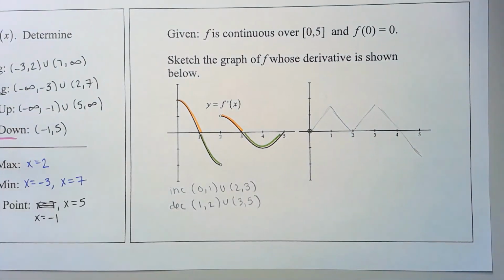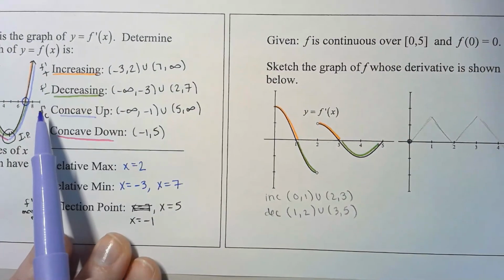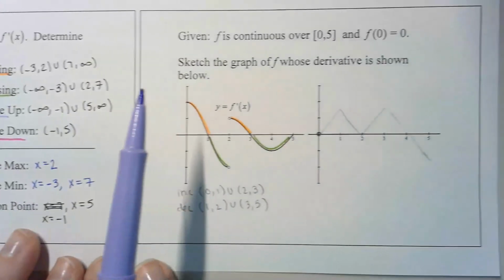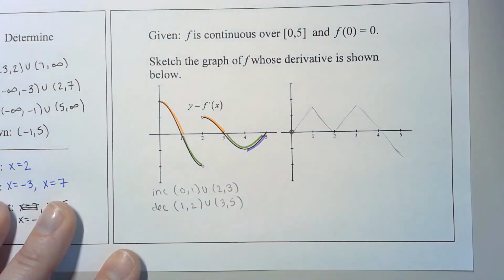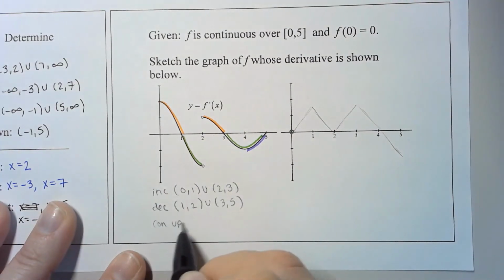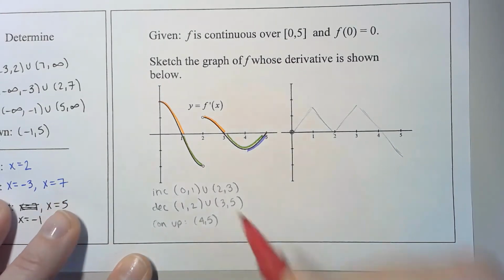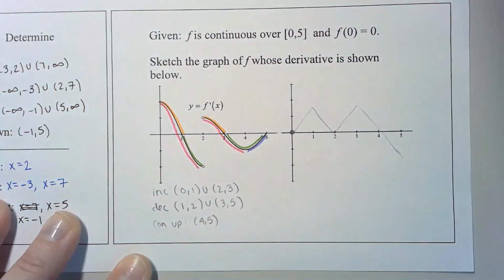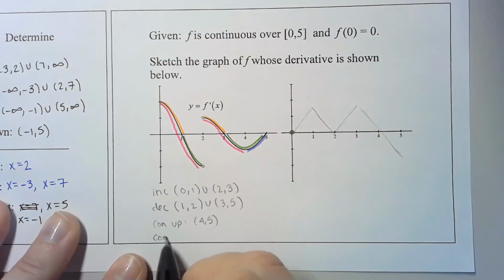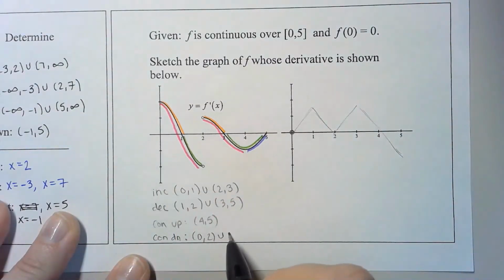Let's do the same thing with the concavity. I use light purple for concave up. I am concave up when my first derivative is increasing. This is the first derivative, and it looks like it's only increasing from 4 to 5. I am concave down when my first derivative is decreasing, which is everywhere else, right? Concave down from 0 to 2 and from 2 to 4.